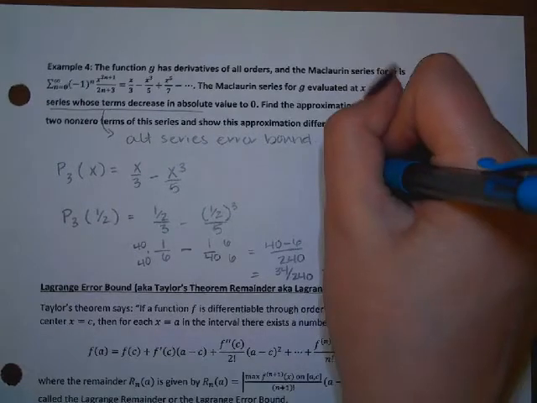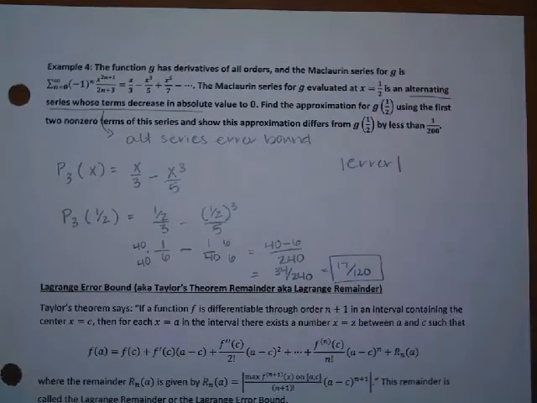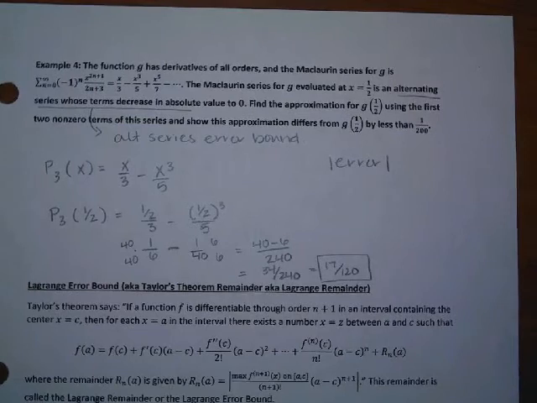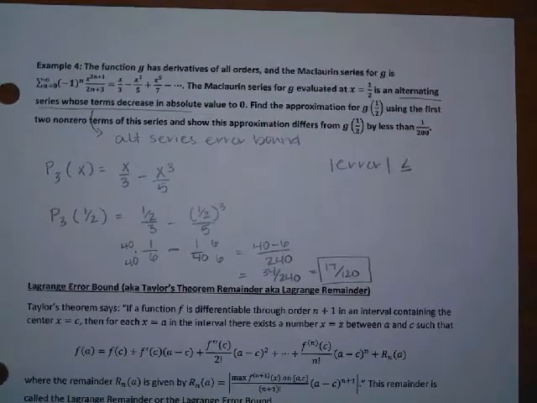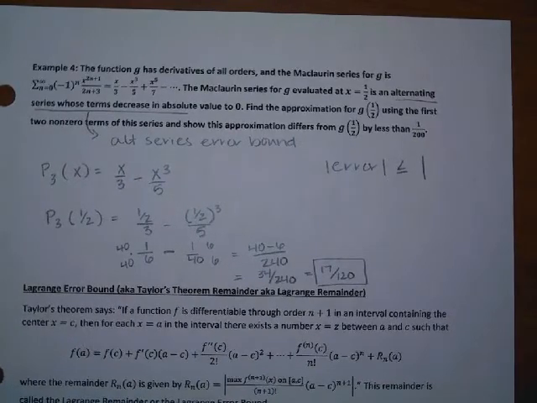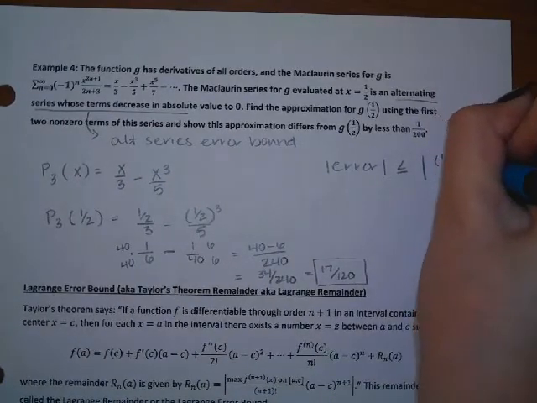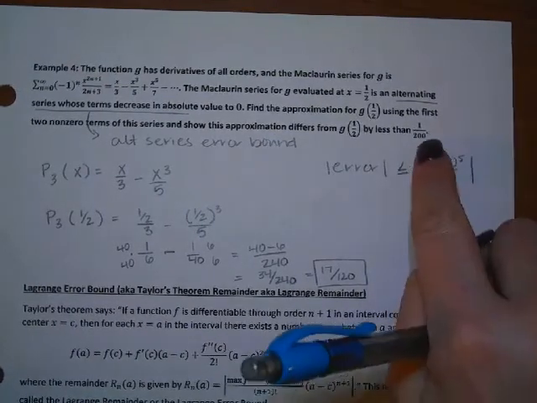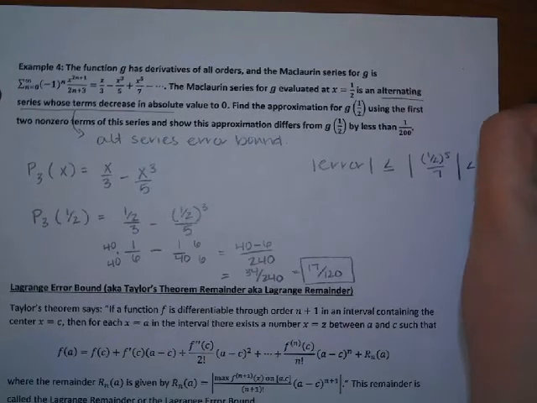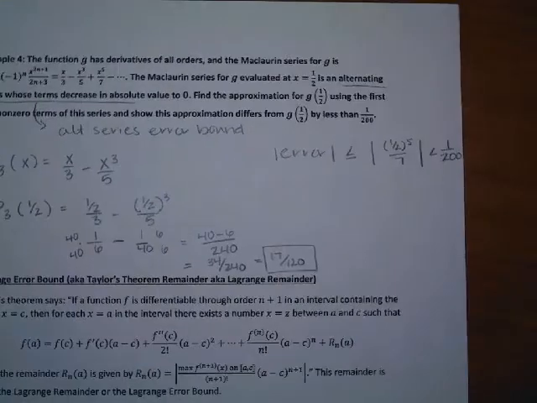So then for the error, what are we going to do for that? Yeah, it's the next term. Less than or equal to, and then what's the next term? Or absolute value of the next term, right? X to the 5th. So it would be 1/2 to the 5th over 7. And we want to show that that is less than 1/200th. So I'm going to go ahead and write that that approximation is less than 1/200th over there.